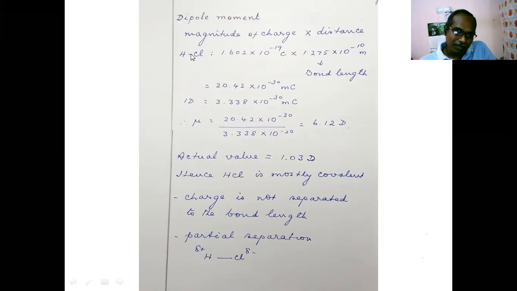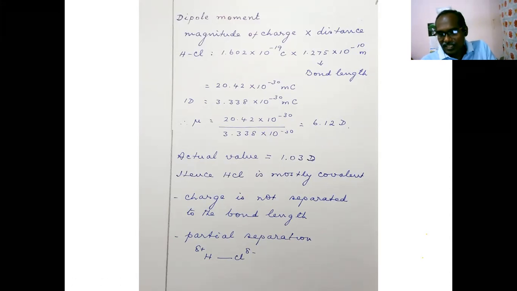Even then, there is no complete transfer. If a complete transfer is there, then it will become an ionic bond. If the dipole moment is higher than 1.03 D, then more ionic character is assumed. Therefore, as far as the present calculation and the experimental observation are concerned, the hydrogen chloride molecule is found to be more covalent than ionic.